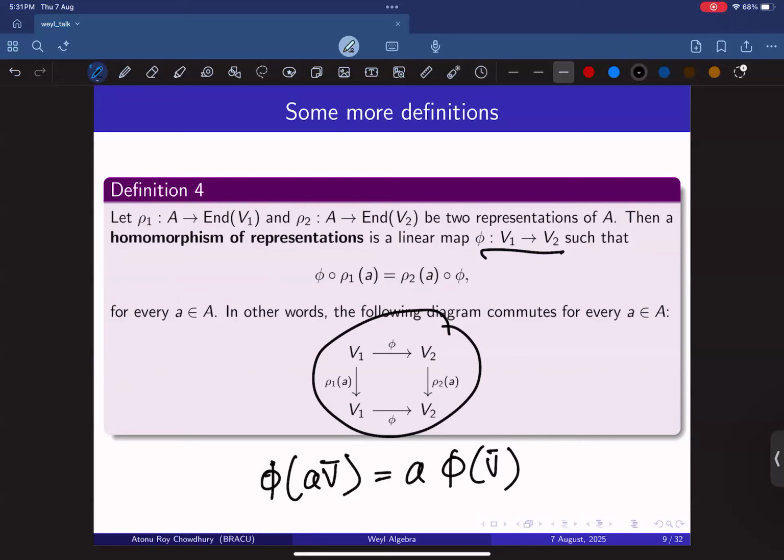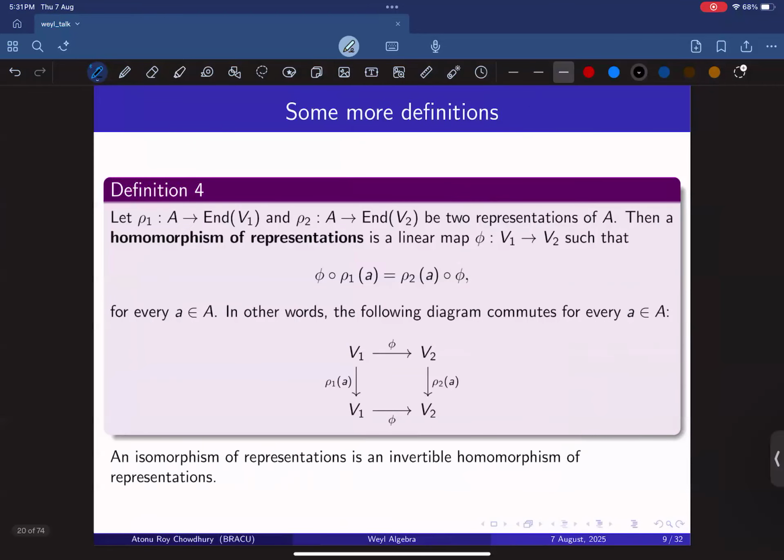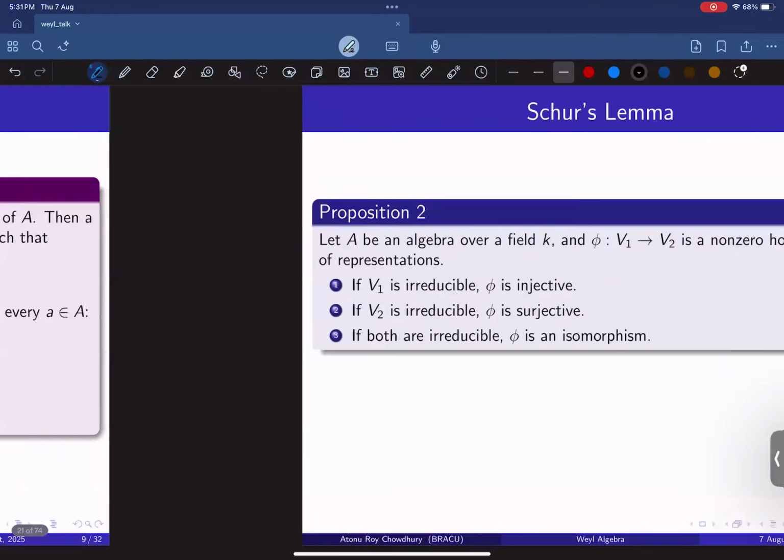We are now covering some prerequisites to get into our actual content. Oh, right, and an isomorphism of representations is an invertible homomorphism. So it's a homomorphism of representations which is invertible. This should be clear.